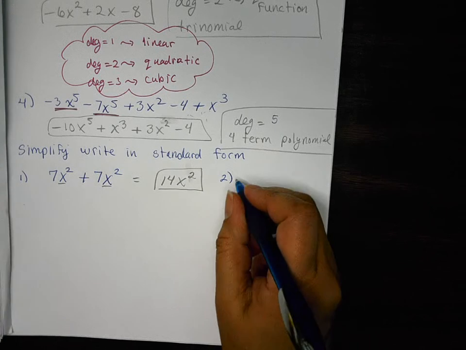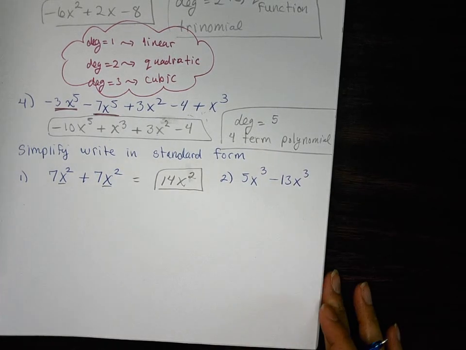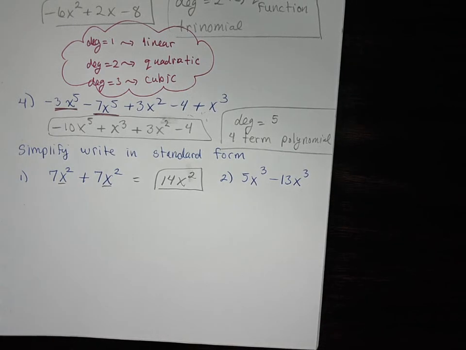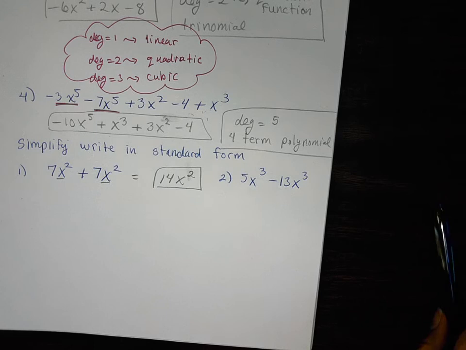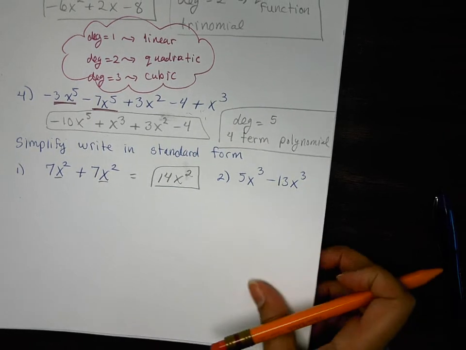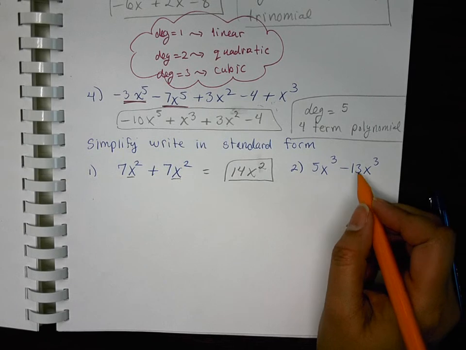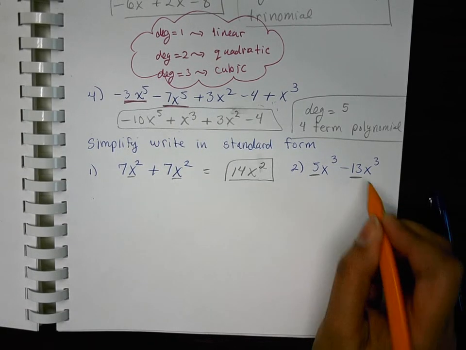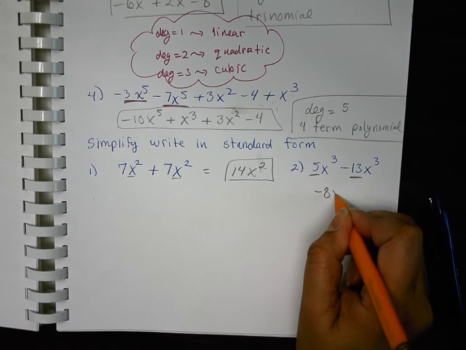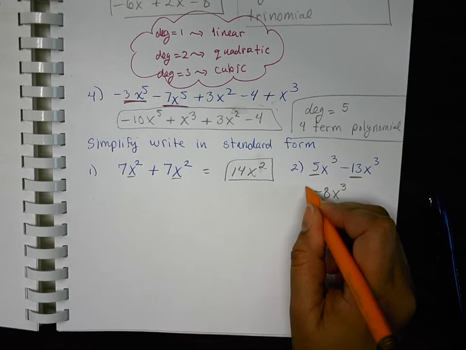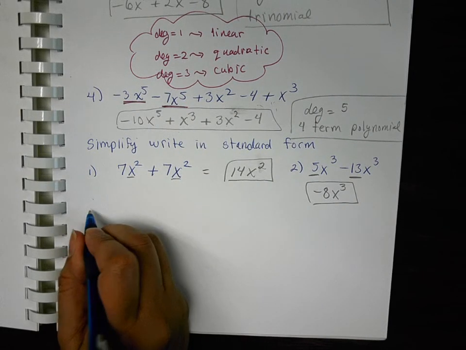5x cubed minus 13x cubed. Are those like terms? Yes. So when I add the coefficients, what's 5 plus negative 13, or 5 take away 13? Negative 8x to the third. The exponents do not change when you're adding like terms. Are we clear on that?